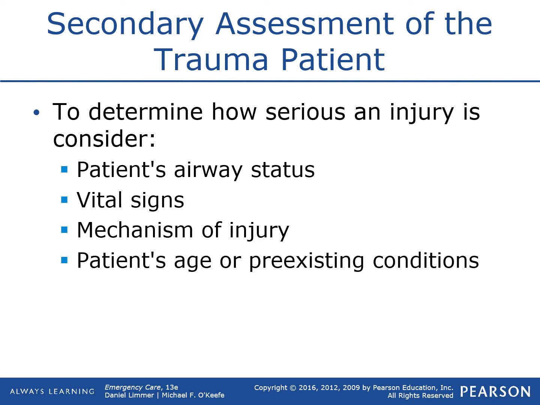Also look at the patient's age and pre-existing conditions. A mild trauma to a 20-year-old can be the same trauma to a 90-year-old, but it would be much more significant because their body is not built to withstand mild traumas anymore. So a car accident going 15 miles an hour will affect your 90-year-old a whole lot more than your 20-year-old.